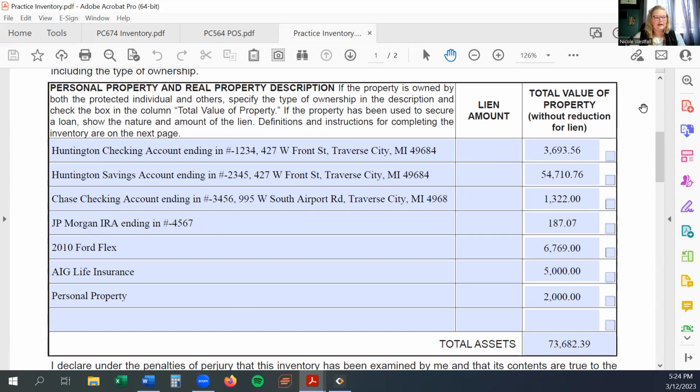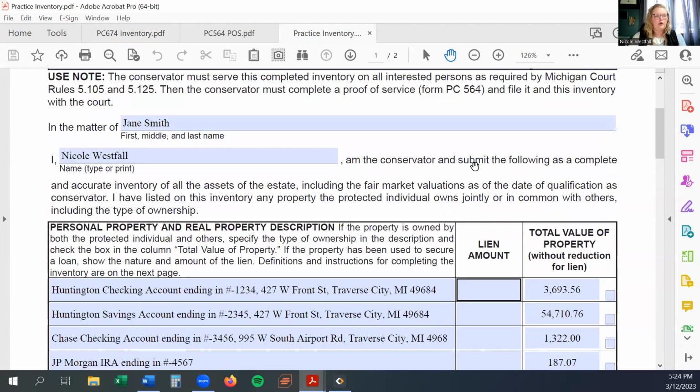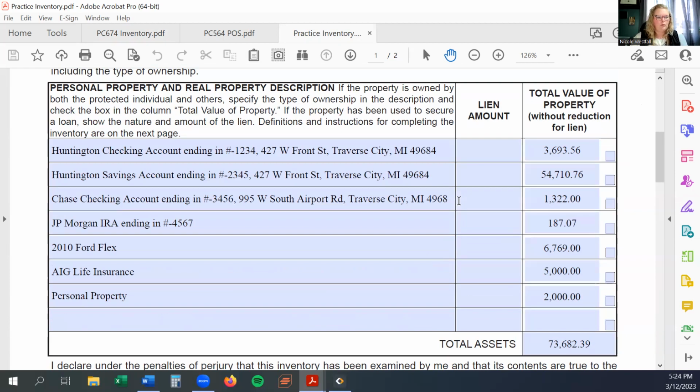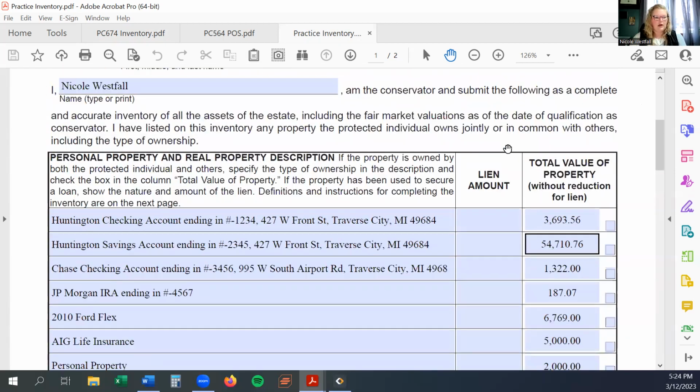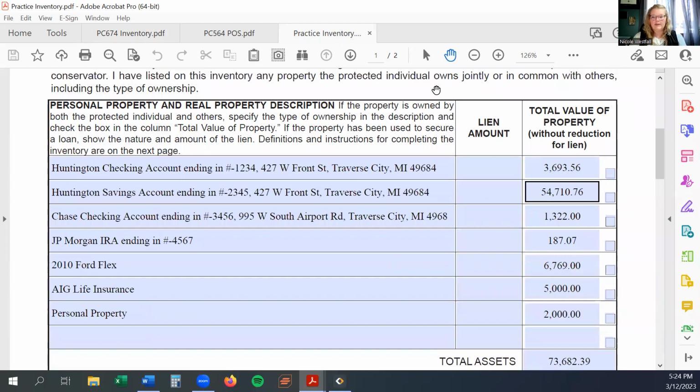So you have the Huntington checking account ending in 1234. There's the actual address. Again, another Huntington savings account, a Chase checking account, a JP Morgan IRA, a 2010 Ford Flex, an AIG life insurance, and personal property. Okay, so we'll go through all of these. So this person was appointed as a conservator, and then I, as the attorney, have done the inventory and the accounting for them.